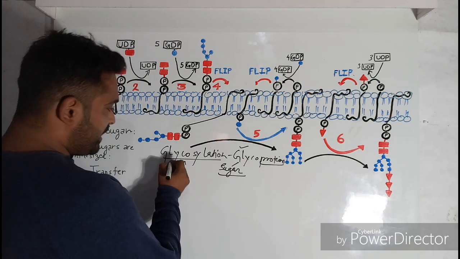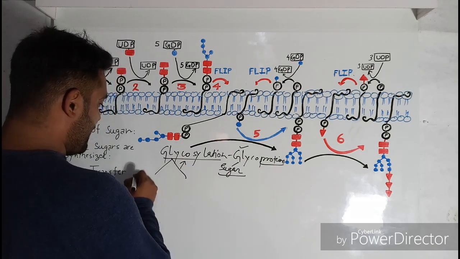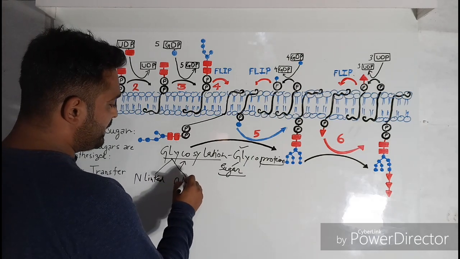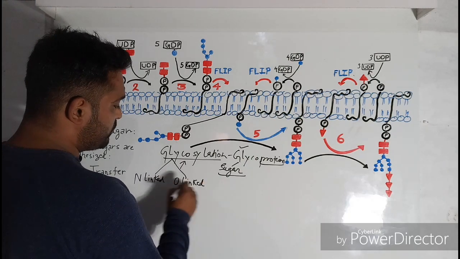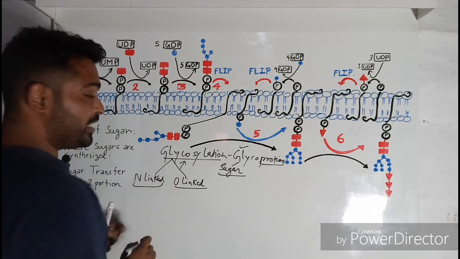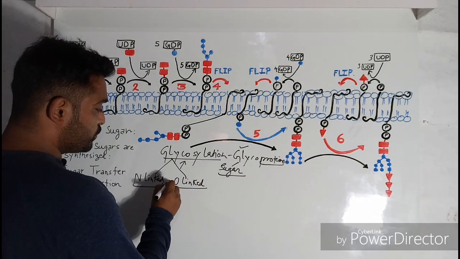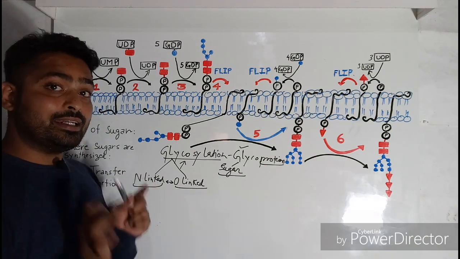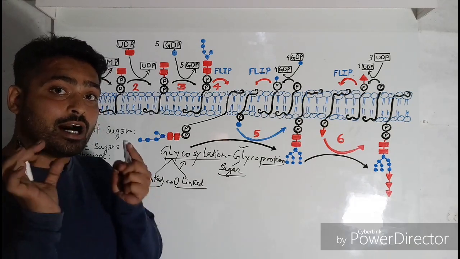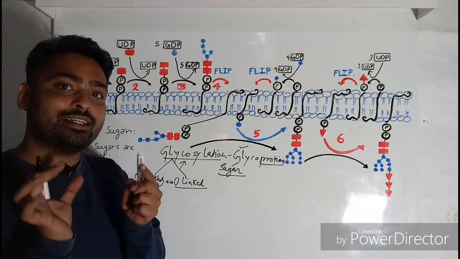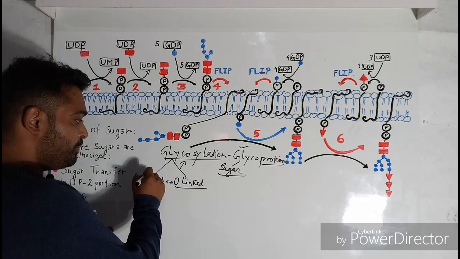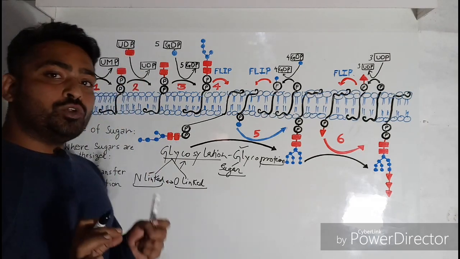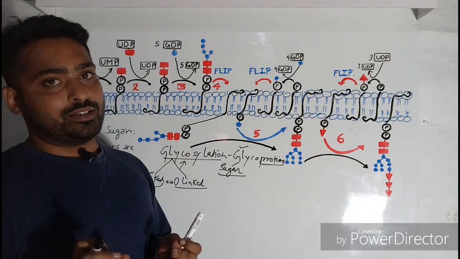Okay, now this glycosylation is of two types: N-linked glycosylation and O-linked glycosylation, and we have to differentiate between these two. The difference, as the name implies, lies where the carbohydrate or the sugar is attached to the protein. Okay, we know the protein is made up of amino acids.